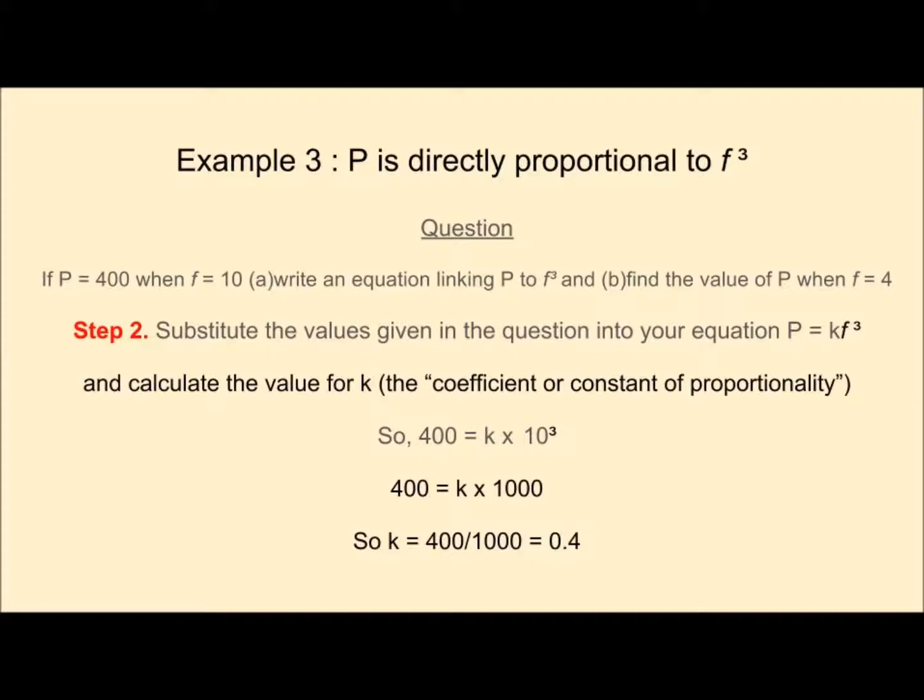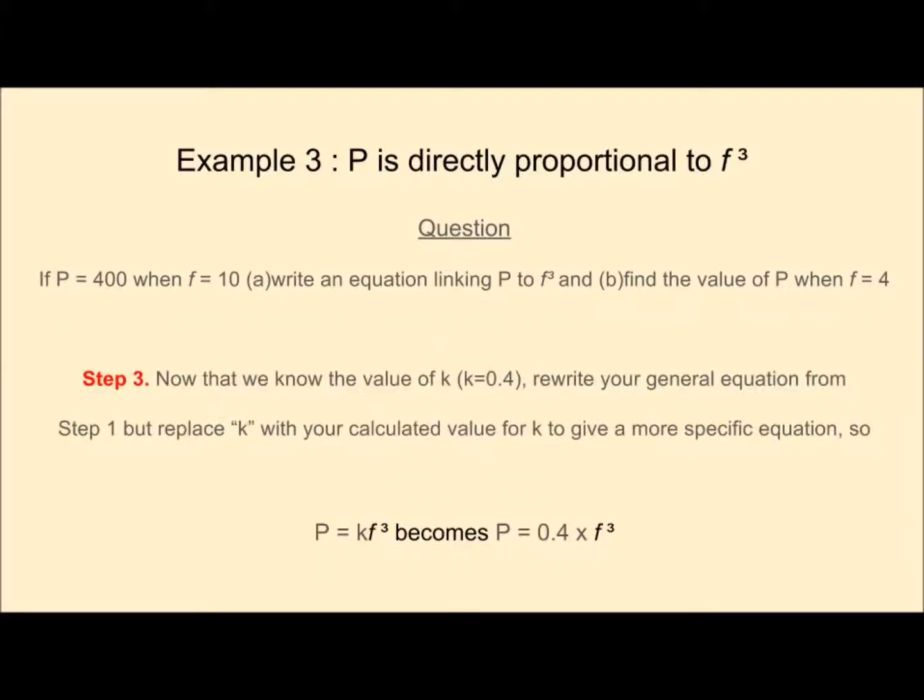So 400 equals k times 10 cubed. 400 equals k times 1000, because 10 cubed is 1000. So we can divide by 1000. So we work out then that our value of k in this particular question is 0.4. So step 3, now that we know that k is 0.4, our equation p equals k times f cubed becomes p equals 0.4 times f cubed.